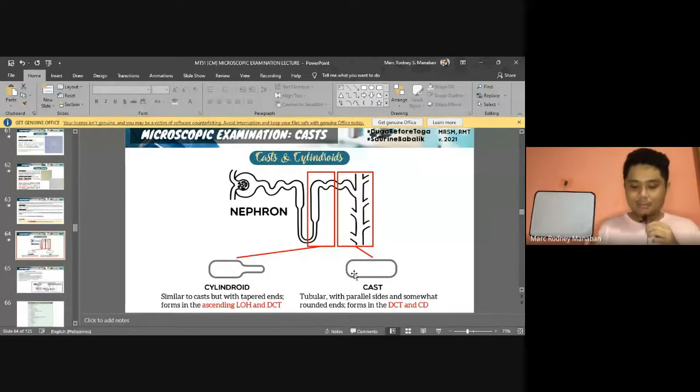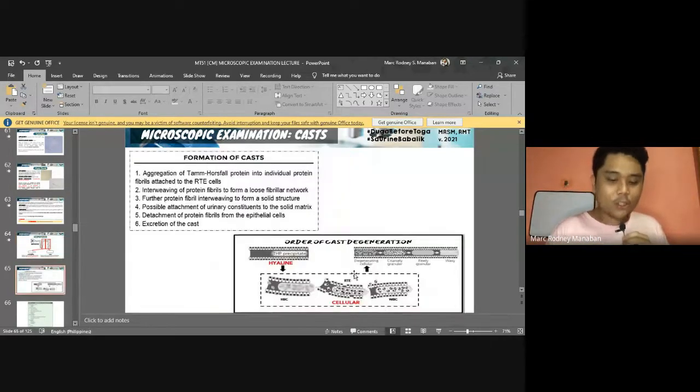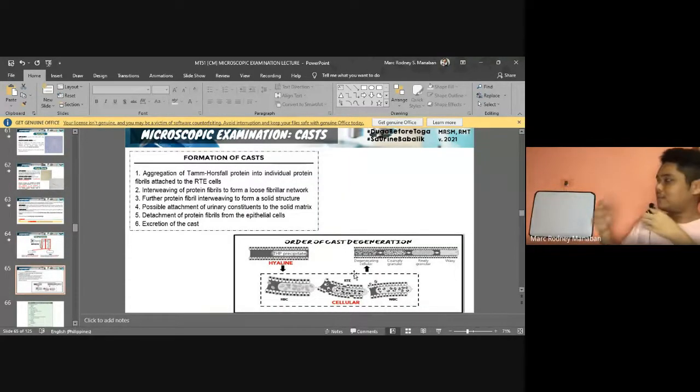Alright, let's continue. Next, we go now to how casts are formed. So again, let's draw a tubule. Let's say this is the DCT. Now, we mentioned again that uromodulin is produced at a constant rate by your RTE. Remember that the renal tubular epithelial cells are cells that line the tubules of the nephron, okay? Now, of course, they produce your protein, let's say, uromodulin. Okay? All right. Sorry for the drawing, ha?